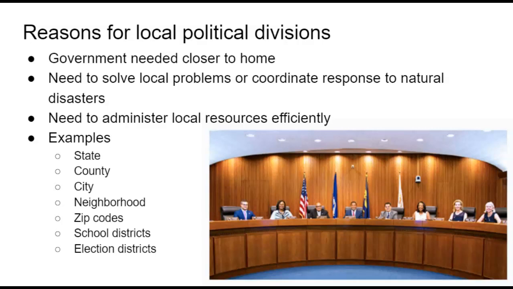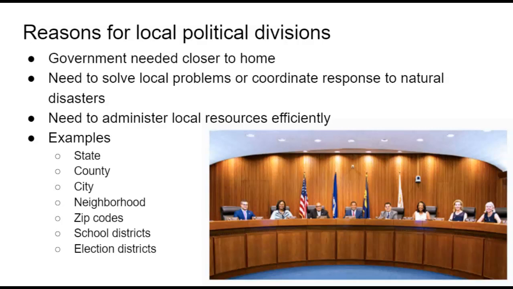They might also coordinate response to natural disasters. And we have a lot of resources here locally that it's just better if we handle them locally. So whether that's money or natural resources, it's just more efficient to have someone who is closer to that resource solve that issue or distribute that resource.